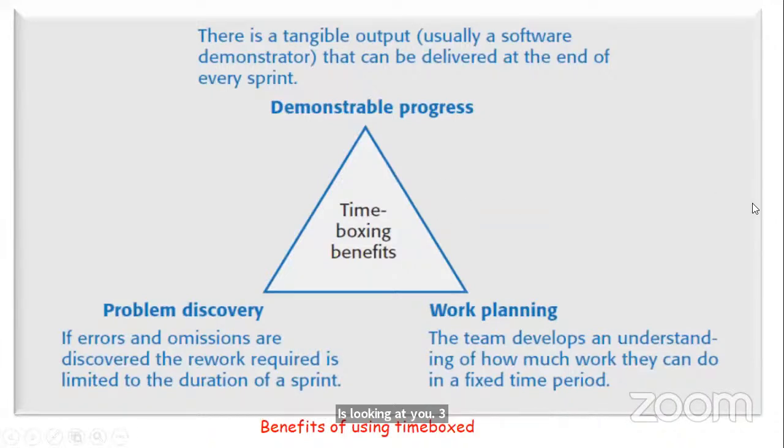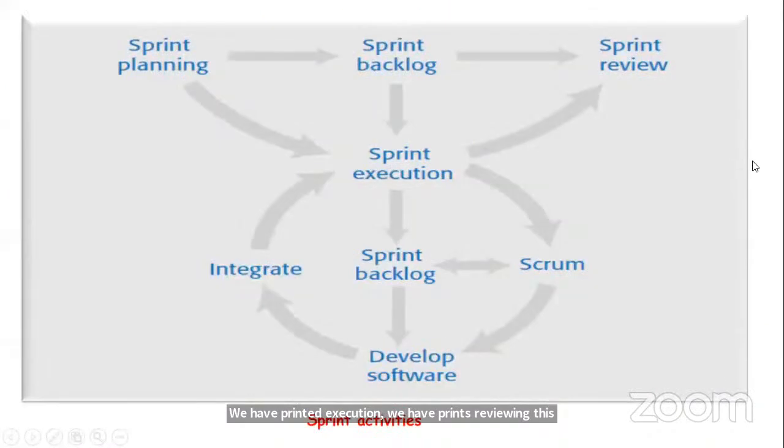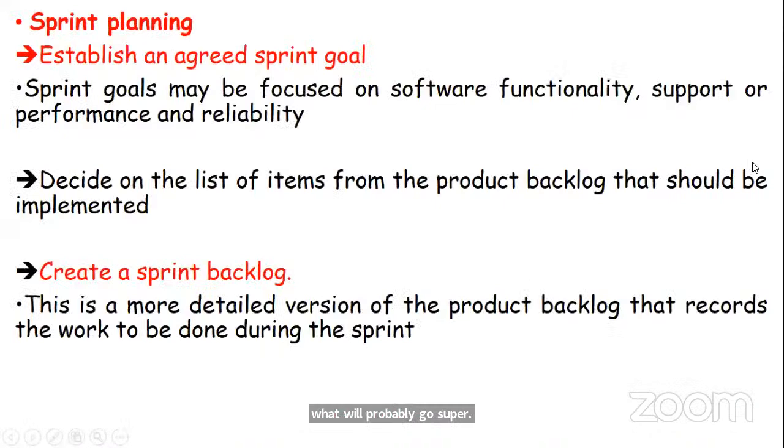All right. Continue. So, what are the activities during a sprint? We have sprint planning, sprint execution, and sprint reviewing, to test what work we have done so far. Some of these things you can look at by yourself. Sprint planning involves establishing an agreed sprint goal, deciding on the list of items from the product backlog that should be implemented, then creating a sprint backlog.